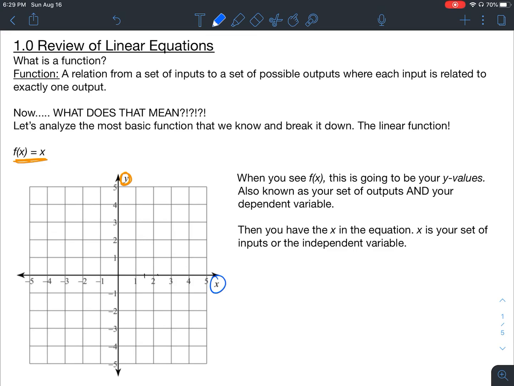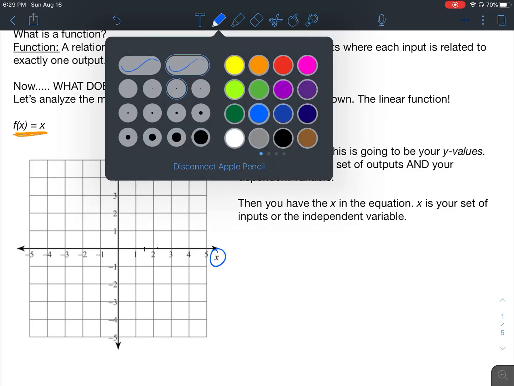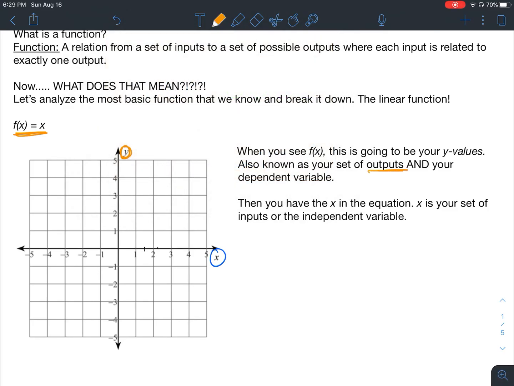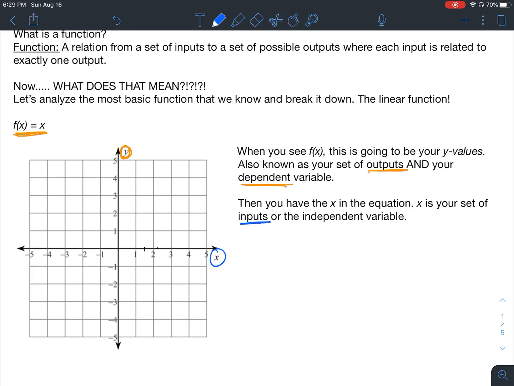So what is our input and what is our output? When you see f of x, or your y values, when we say f of x, it's pretty much saying y. We use that interchangeably a lot in math. So y, or your f of x, is known as your set of outputs and is your dependent variable. Your x, on the other hand, is your set of inputs and the independent variable.